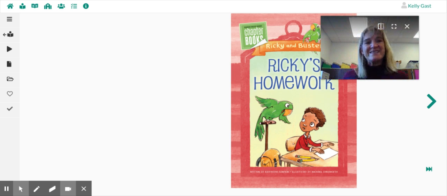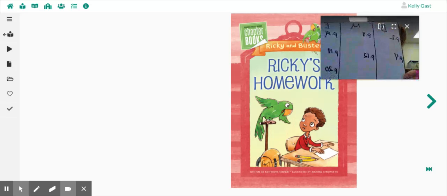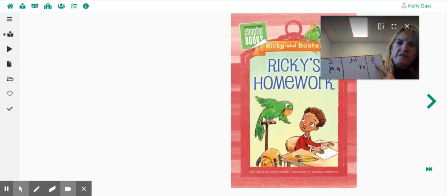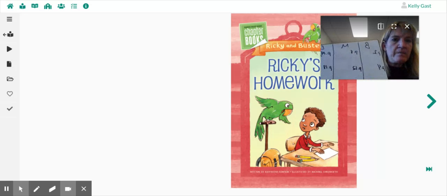All right. So today we're going to read the story Ricky's Homework again. This time I'm going to have you make a chart that looks like this. You see it? Okay. I will put an example of this up on Canvas so you can see it. But it's just a 3-column chart. There's a B, an M, and an E up at the top.